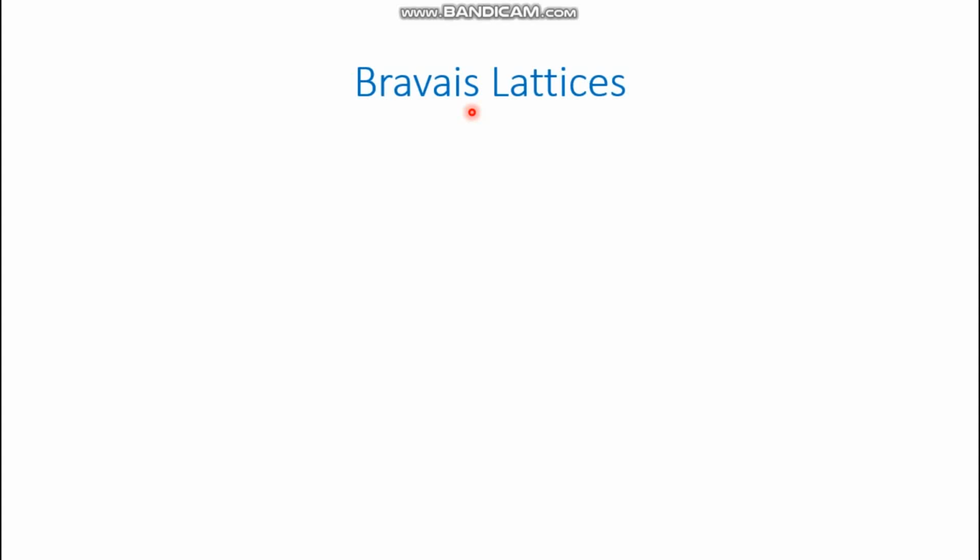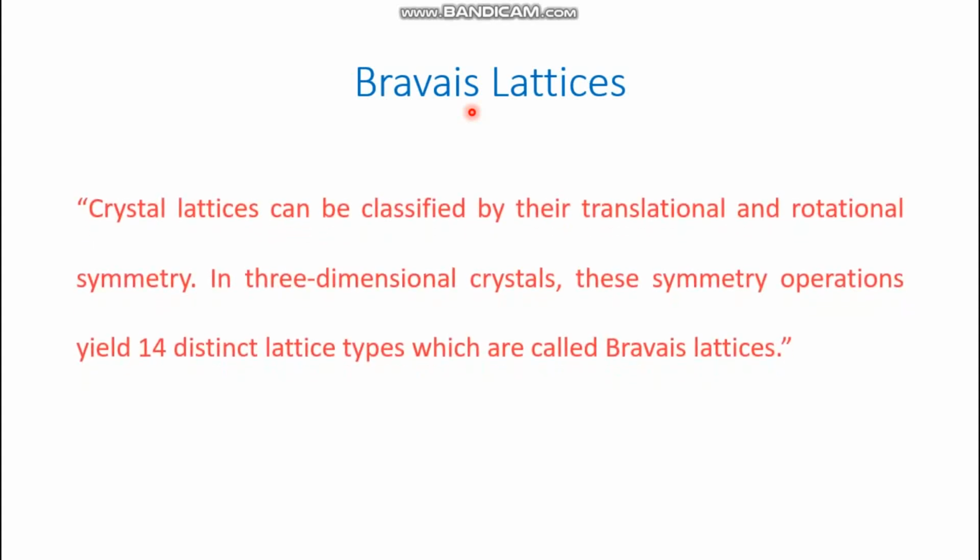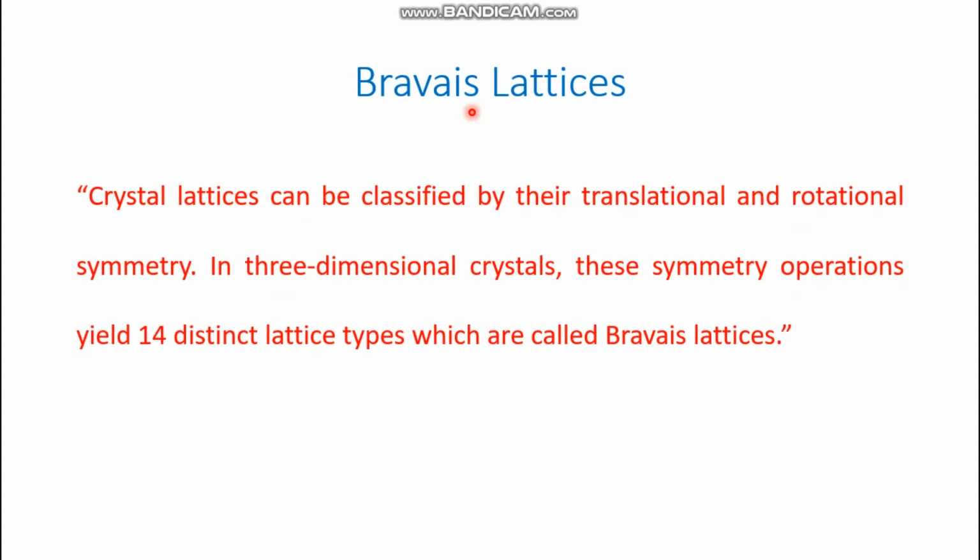Okay, but we have 4 space lattices and 7 crystal systems. If you combine them, then there are 28 possibilities which can be obtained. But according to the internal symmetries, 14 out of 28 are available in nature, and the remaining 14 are not available in nature. So what about the definition of a Bravais lattice? Look, crystal lattices can be classified by their translational and rotational symmetry.